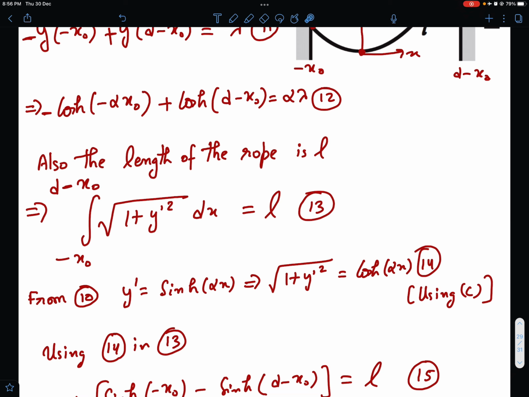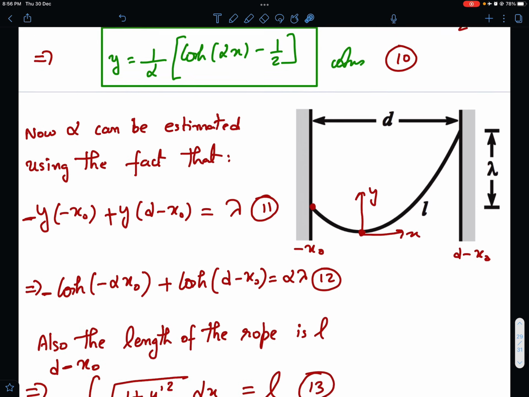Okay, and y dash is nothing but sine of alpha x from equation 10.